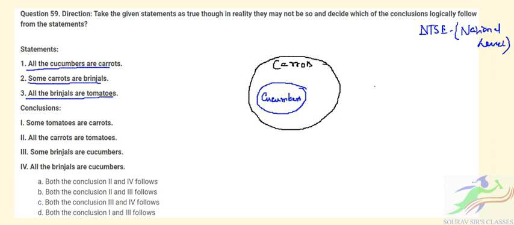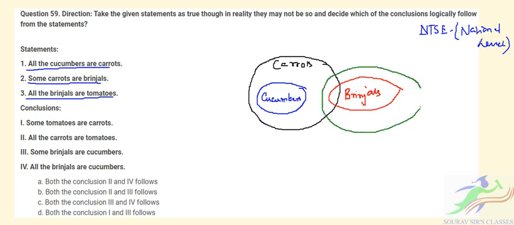Now, some carrots are brinjals too, so suppose these are the brinjals. And all the brinjals are tomatoes, so from here we can infer this. These are the tomatoes. Now check with the conclusions. Some tomatoes are carrots. That is true. So conclusion 1 we can say is true.